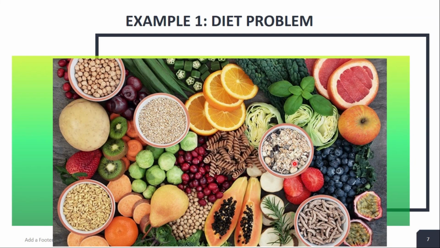To start with, we have a basic optimization problem, that is our diet problem. Whenever someone starts with optimization, to learn how it works, they start with the diet problem. For example, I am a human being. Okay, I'm a very fat guy. Now I want to reduce my fat. So a nutritionist recommends that I take a diet which has a high amount of vitamins and a low amount of fats.